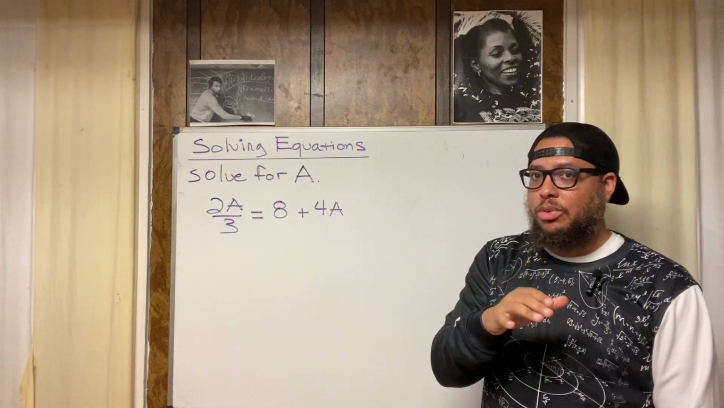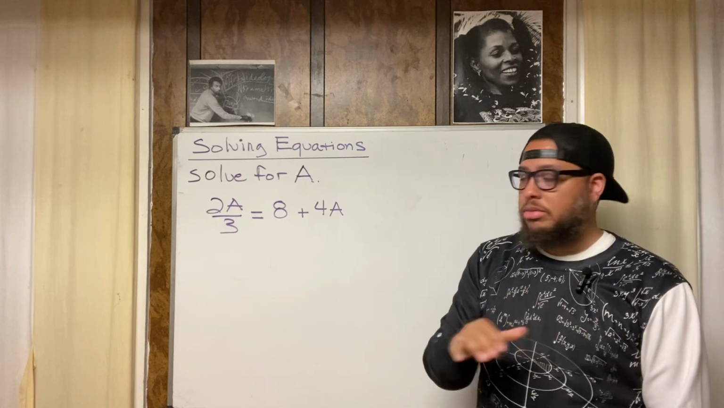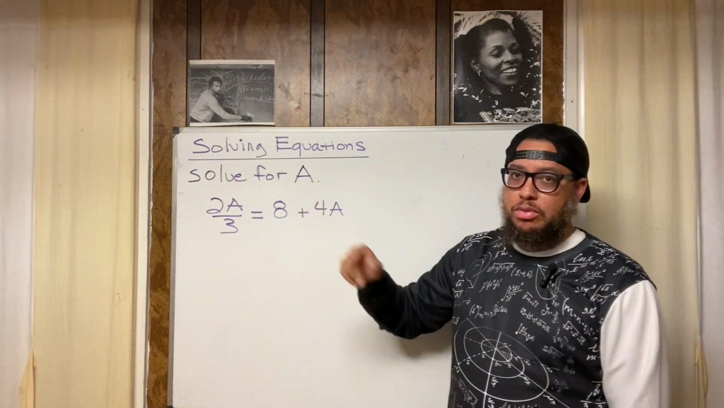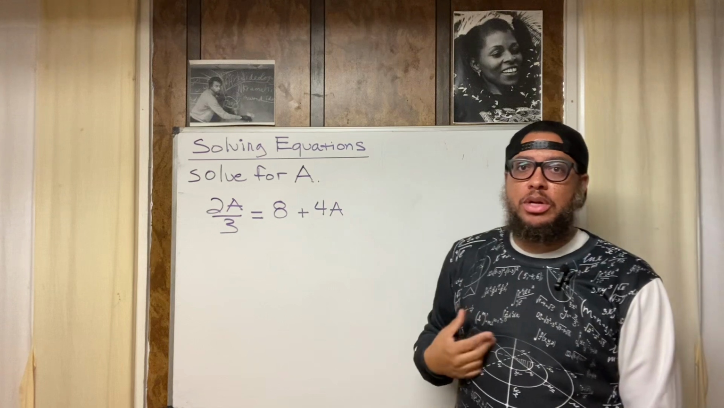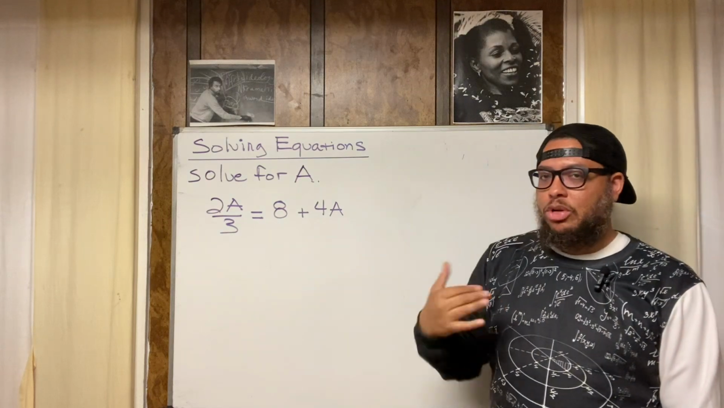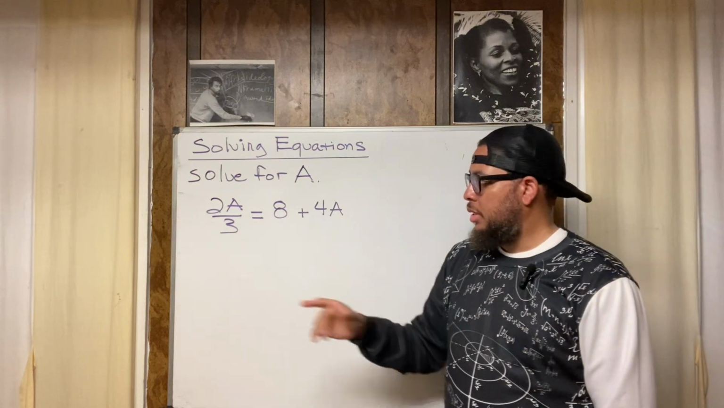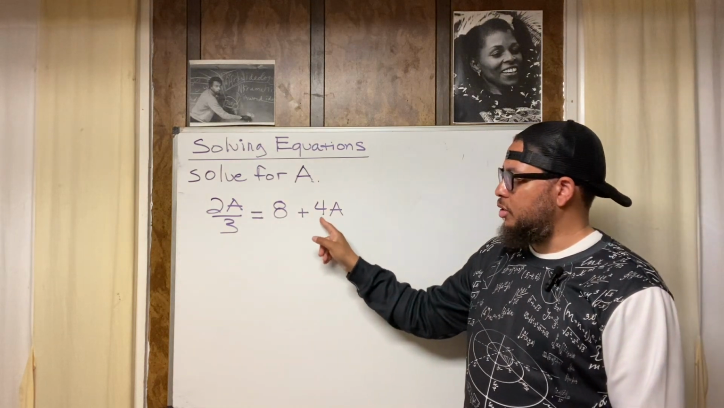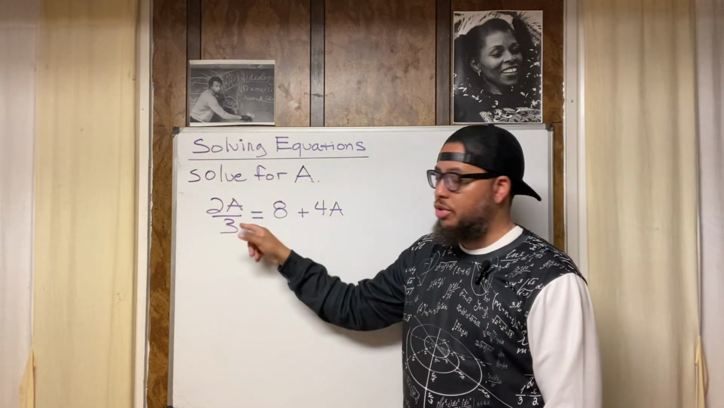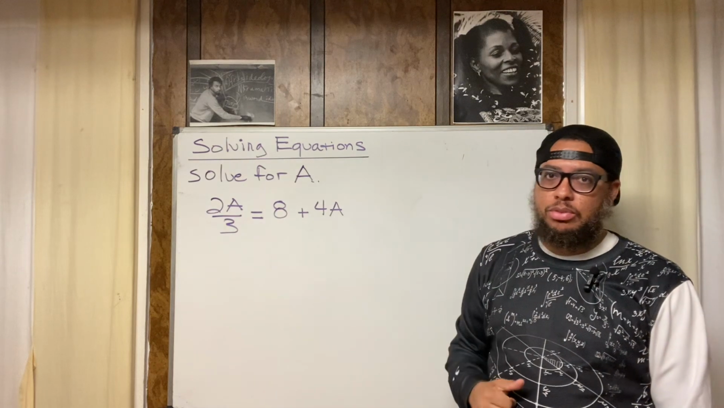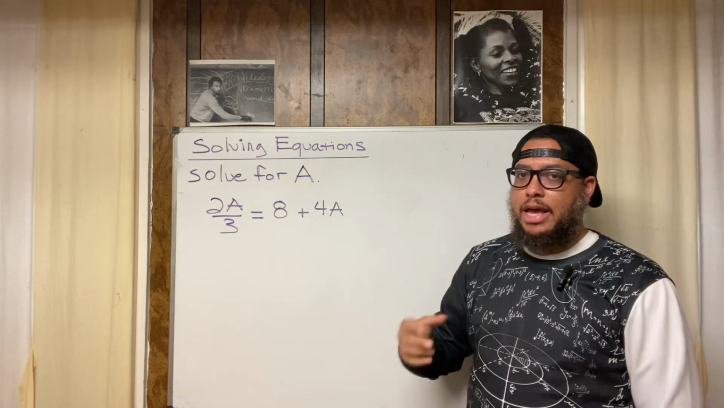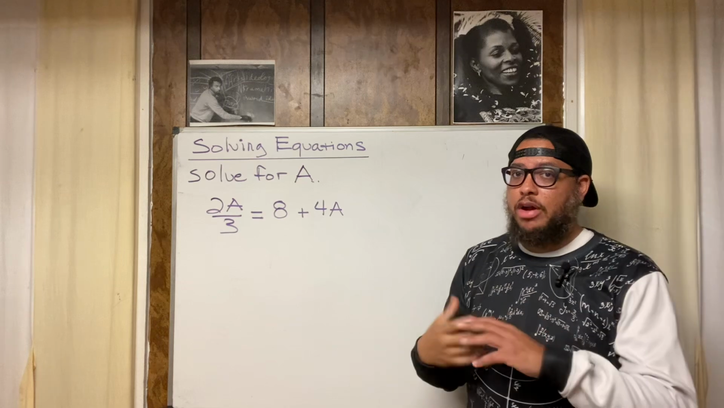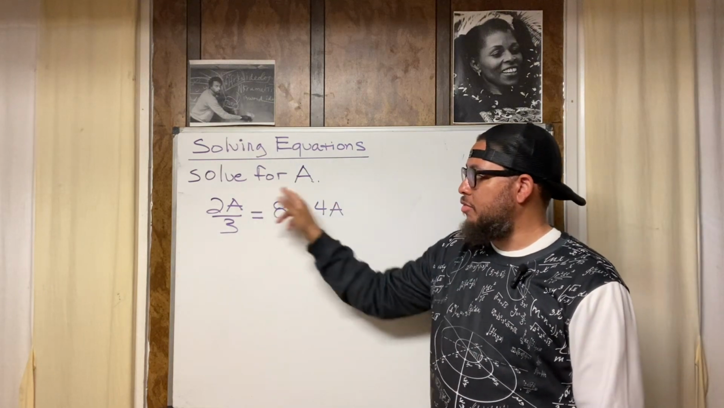So a couple things I noticed. I noticed that the variable, because that's what A is, a variable, a letter that represents a number that we don't know right now, is in two different places. I got an A over here on the left side of the equation. I got another A over here on the right side with the 4. I got a 4A and I got 2A over 3, right? That's an issue because in order to solve for A, we got to have A in one place. So we got to figure out a way to combine these two terms together.